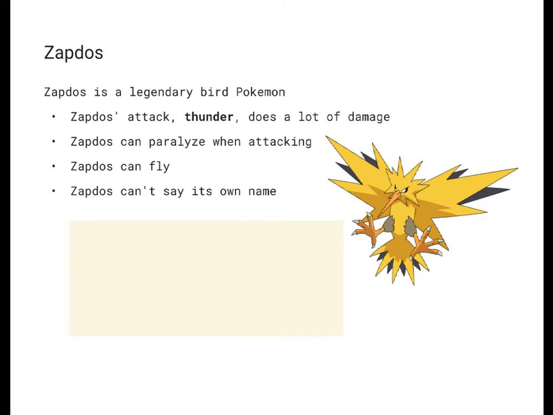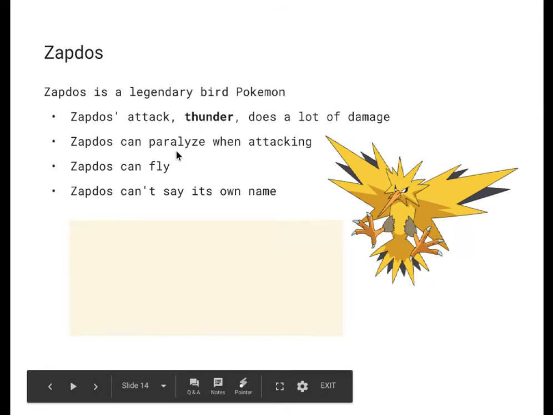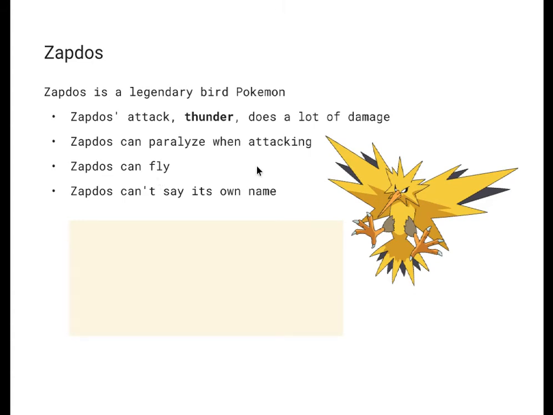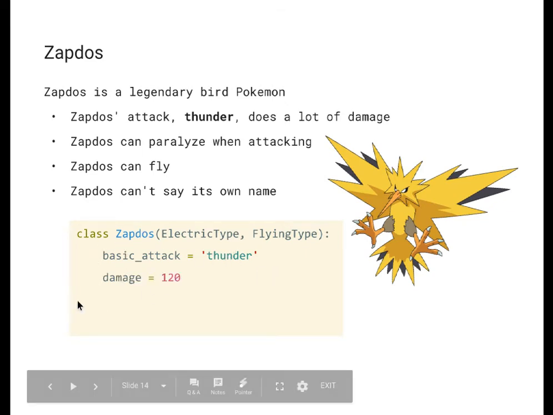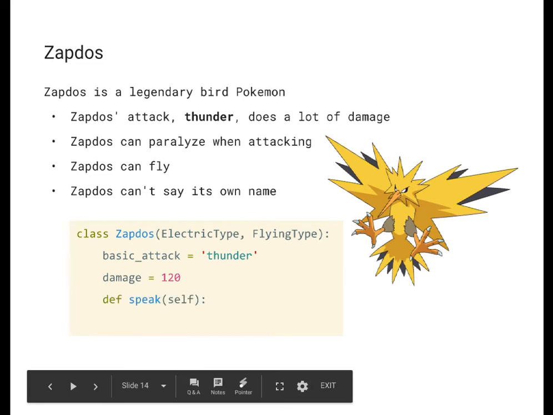So we can see that there are some properties shared with electric type, right? It has this paralysis effect. And it also has this flying type effect. But it also has some of its own properties, like that it can't say its own name. So if I define the class Zapdos as extending two base classes, this is the multiple inheritance part. It is both an electric type Pokemon as well as a flying type Pokemon. Its basic attack is just called Thunder, so we override the basic attack. Its damage is really high, 120 damage. And when it speaks, it can't speak its own name.